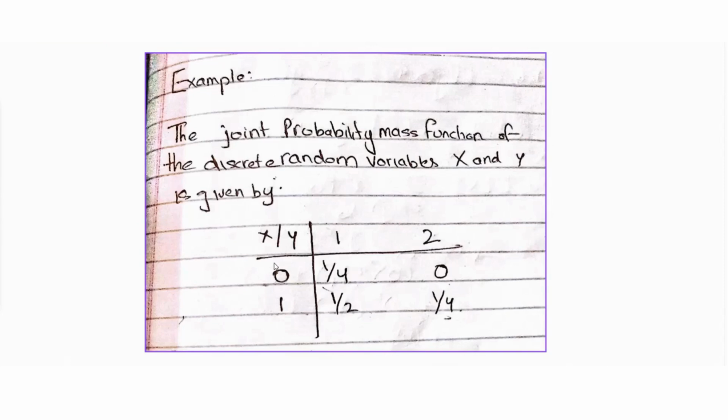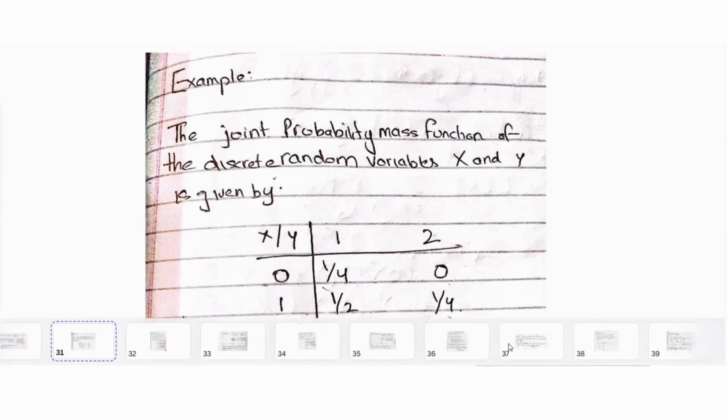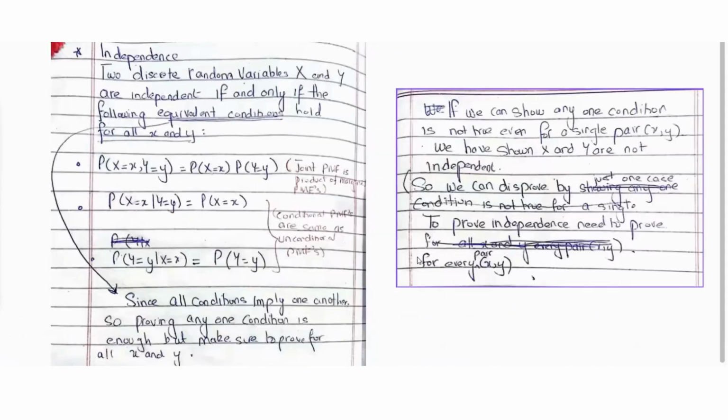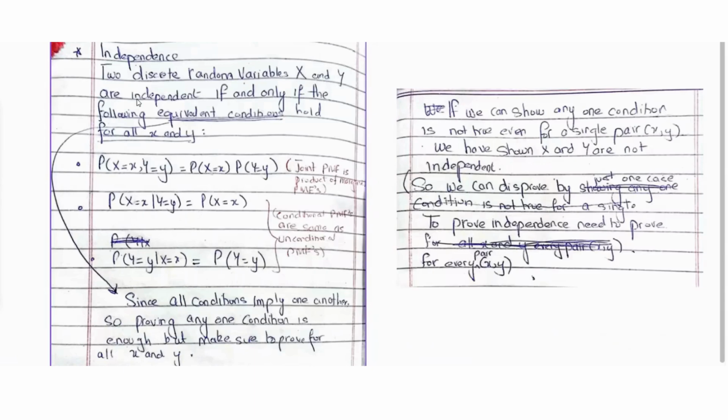You will need to check probability x is equal to 1 given y is equal to 1. Then you would also need to check probability x is equal to 0 given y is equal to 2, probability x is equal to 1 given y is equal to 2. So we would need to check the conditional PMF of x first given y is 1, then we would need to check the conditional PMF of x given y is equal to 2. If every single time it's equal to the marginal PMF of x for all pairs x and y, then we can conclude they're independent. So to prove they're independent, you need to prove any one condition for all pairs x and y, but to prove they're not independent, you just need to show that any one condition is not true for a single pair x and y.